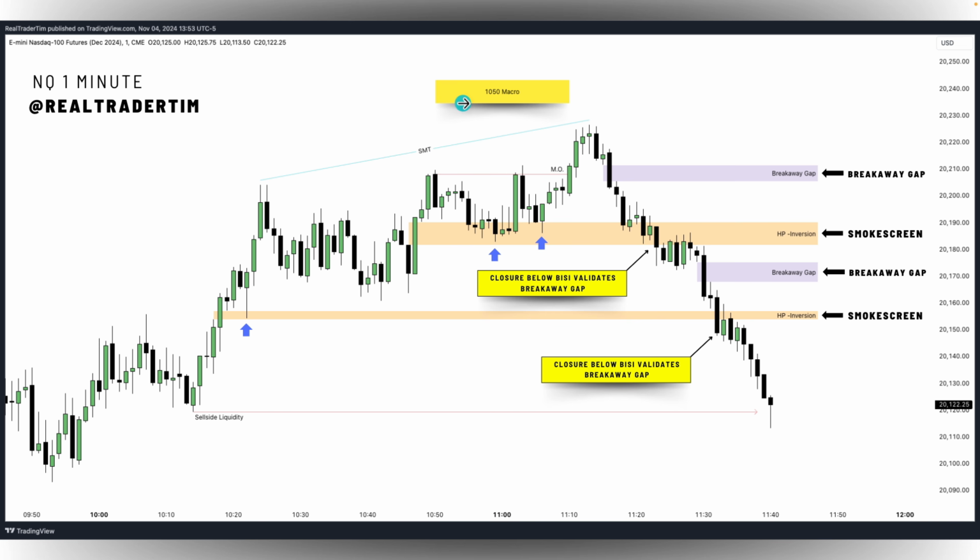You can see that now we're operating within the 10:50 a.m. Eastern Time macro. This is still NASDAQ's 1 minute chart. And I'm sure a lot of you from today's price action were looking at this delivery. Okay. So first and foremost, what is our priority? A clear draw on liquidity.